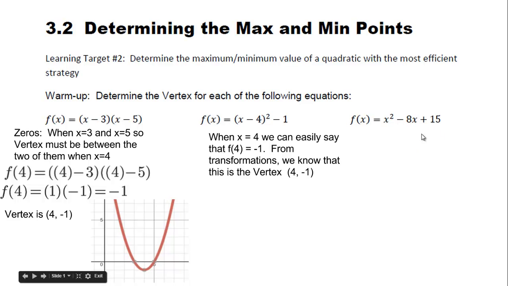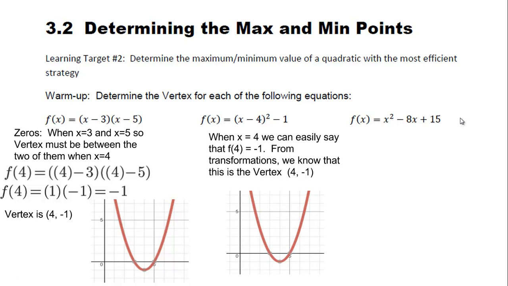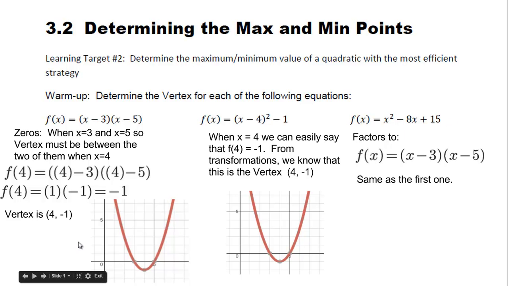The third one is standard form, and since we haven't done completing the square yet, what we actually do is factor it. That's the graph. We can factor it to x minus 3 times x minus 5, and we can see that it's actually the same as the first one. And actually, all three of these are the same quadratic. This is a quadratic that nicely goes standard, vertex, and factored form.